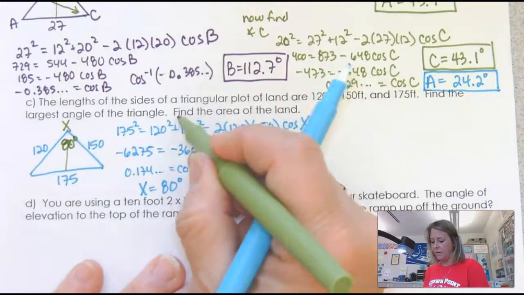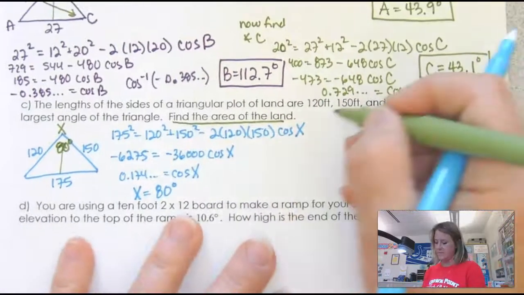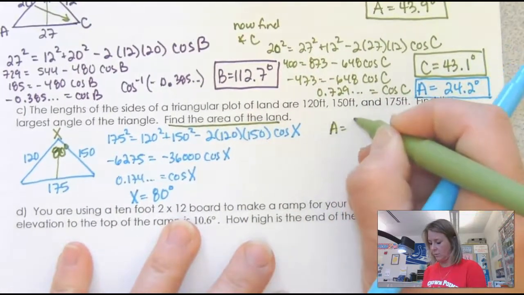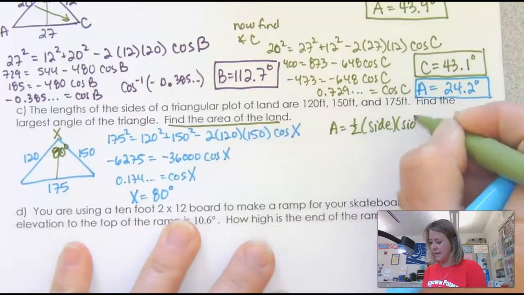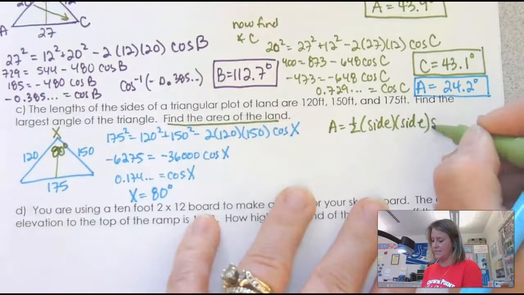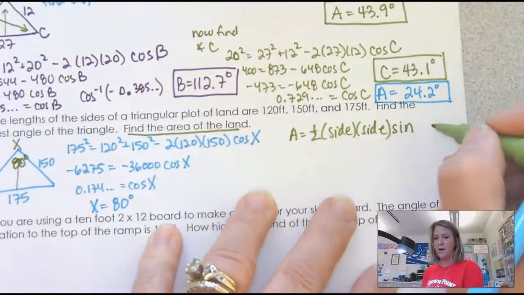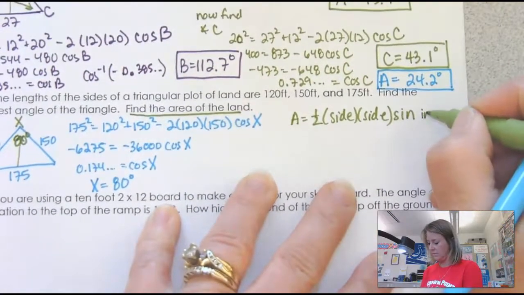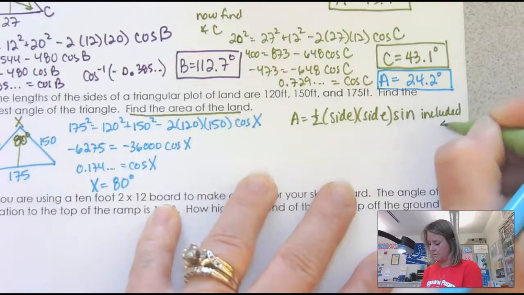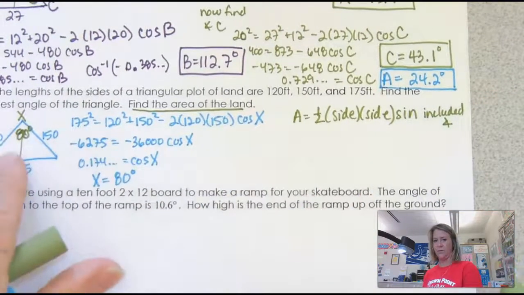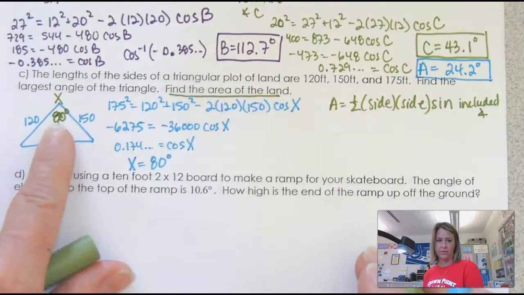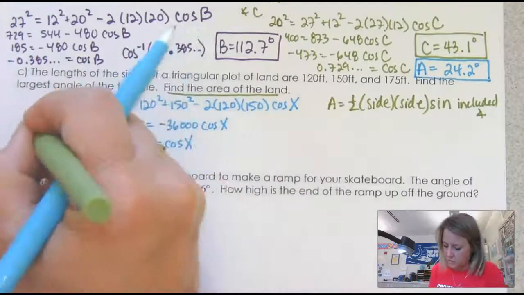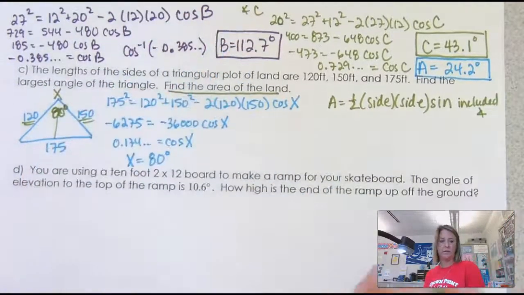To find the area of the land, that's my formula. It looks like this. Area equals 1/2 side times side times the sine, that's why it's confusing to say, of the included angle. Okay, so the included angle is what we just found. That's 80. So what are the two sides that are on either side of it? 120 and 150. So those are the two numbers I'm using. 80 is included between 120 and 150.